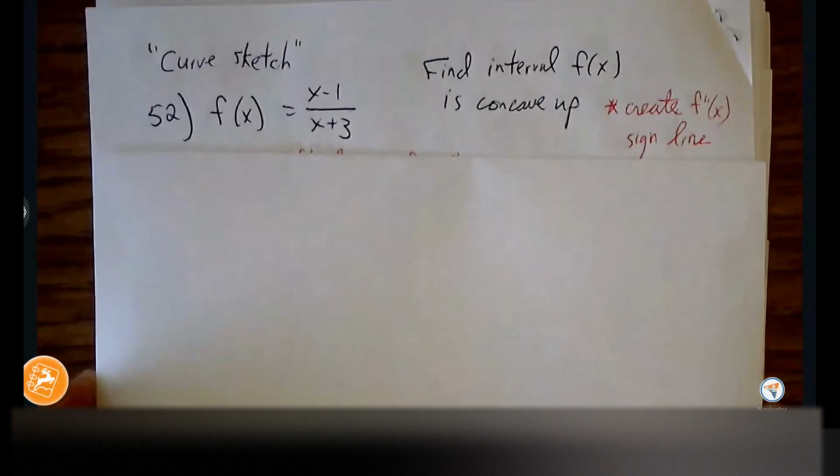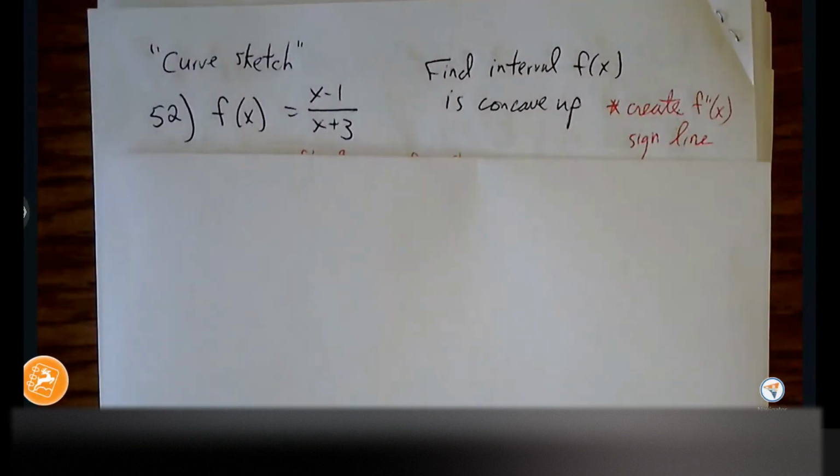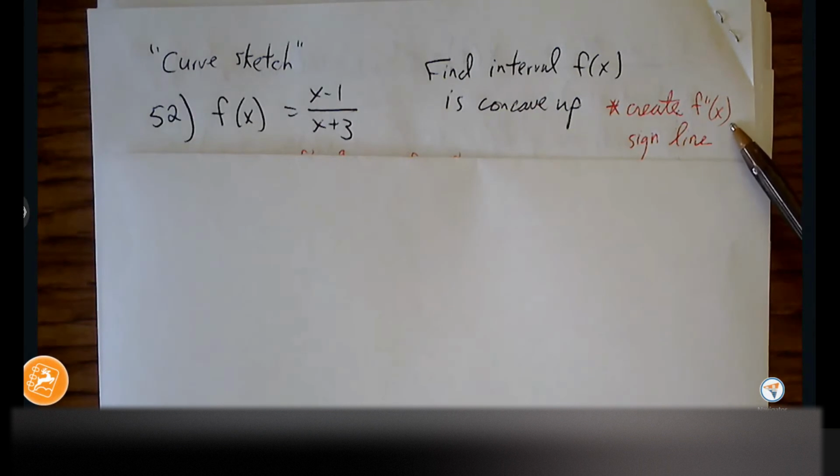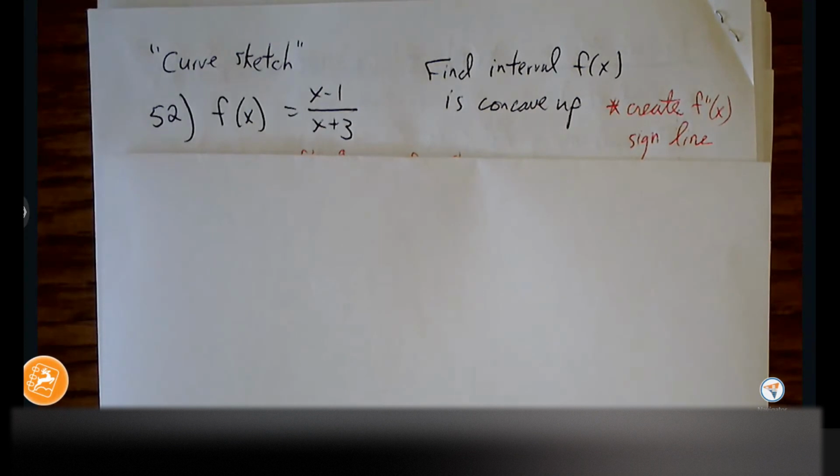Okay, this is number 52 from packet number 1. Let's say we have a function that's x minus 1 over x plus 3. We want to find intervals where the function is concave up. So to do that, we're going to have to work our way all the way down to the second derivative function, and then we have to create its sign line. That means we have to find the critical points from f double prime, create our sign line, test intervals. Positive would represent concave up, negative would represent concave down.